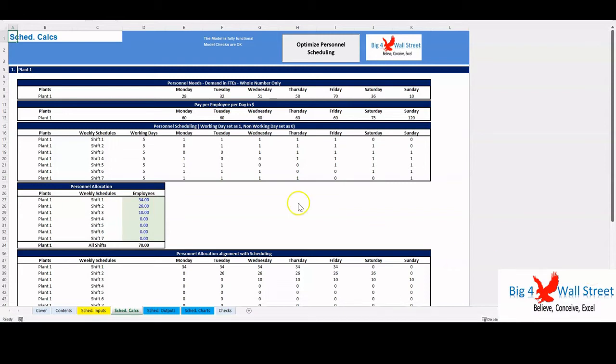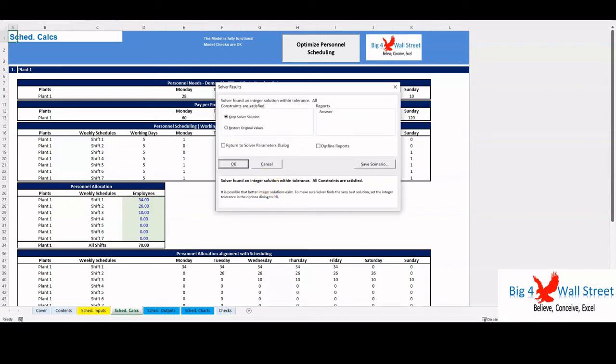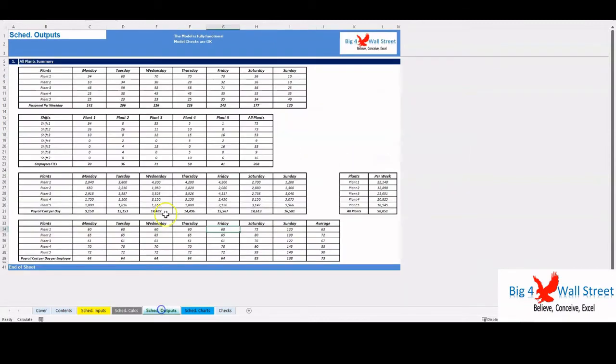After a while, the results are calculated and you just need to press OK. The results are presented in the Outputs tab as the personnel per weekday, the full-time employees per plant, the payroll cost per day per plant, and the payroll cost per day per employee.